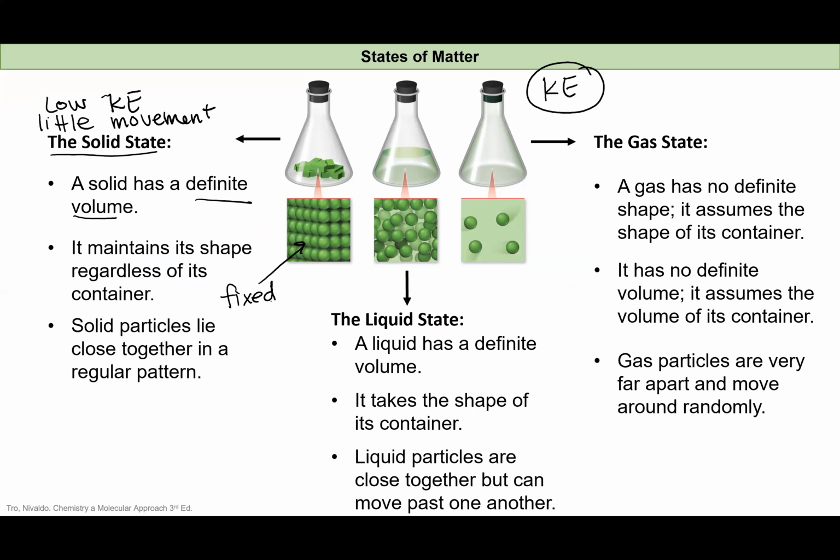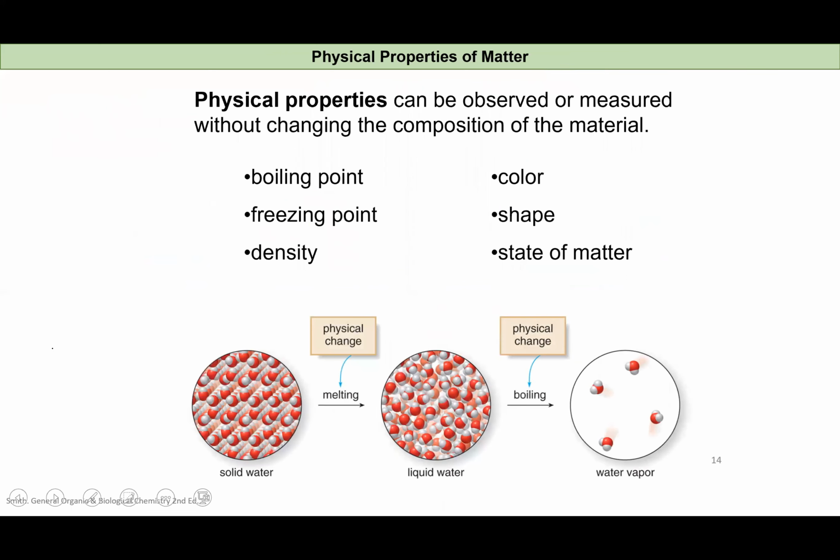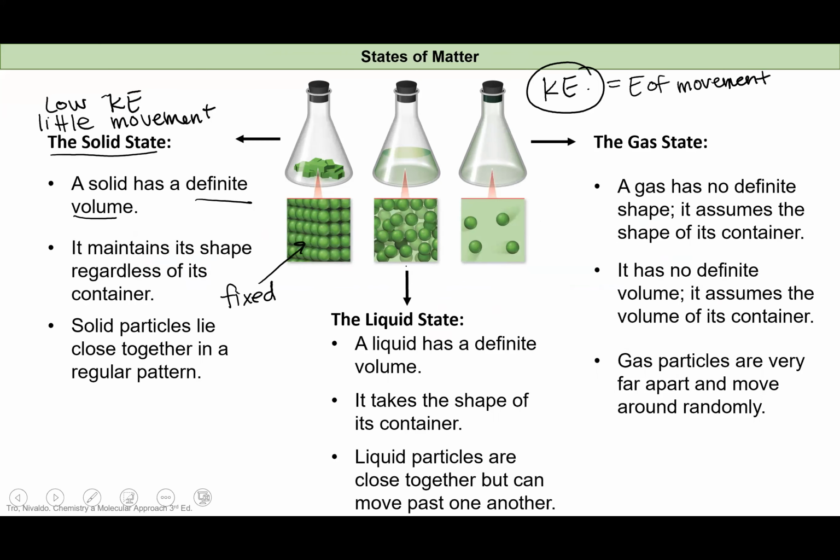Now, once all of these particles, either atoms or molecules, have more kinetic energy, which remember is again the energy of movement, they'll be able to move around more and more, and these will now take on the liquid state. Now, in the liquid state, we still have a very definite volume, but our shape takes on whatever the shape of the container is. In this case, an Erlenmeyer flask. And these particles are constantly moving around each other.